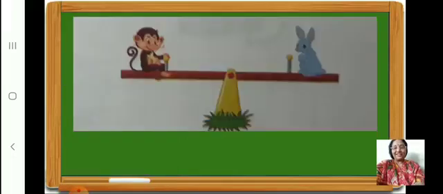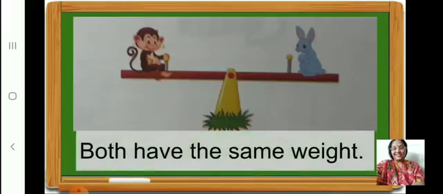Now children, look at the picture. Here, what can you see? A monkey and a rabbit. They both weigh the same. Monkey and the rabbit both have the same weight.